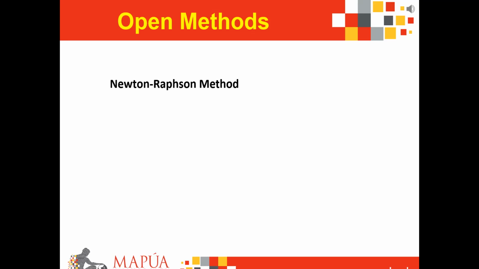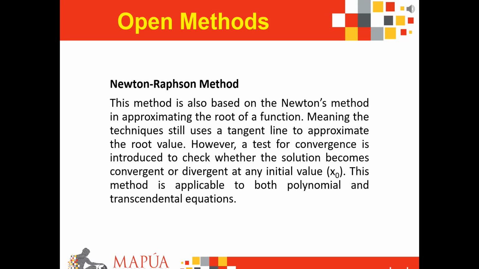The Newton-Raphson method. This method is also based on the Newton's method in approximating the root of your function. Hence, this technique still applies the tangent line in order to approximate your root value. However, a test for convergence is introduced in order to check whether the solution becomes convergent or divergent at a given particular initial value that you prefer.